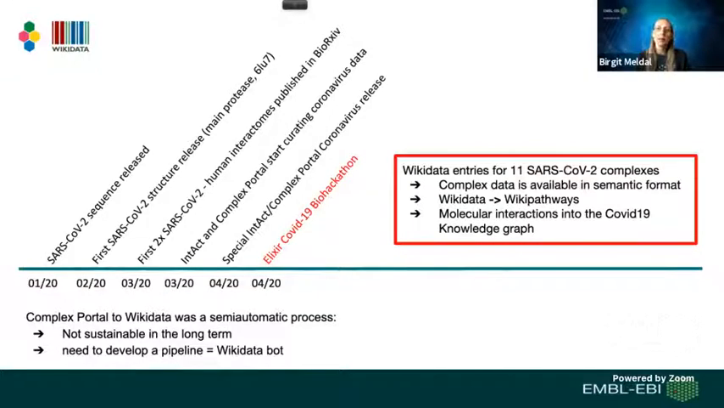So by the end of the Biohackathon, we created Wikidata entries for the 11 SARS-CoV-2 complexes that we just released. But we had to go through a semi-automatic process for this. So there was a lot of manual mapping and data checking involved, which is normal for the start of any kind of new pipeline. But we knew this wasn't sustainable in the long term. We needed to develop a pipeline, which is a Wikidata bot.